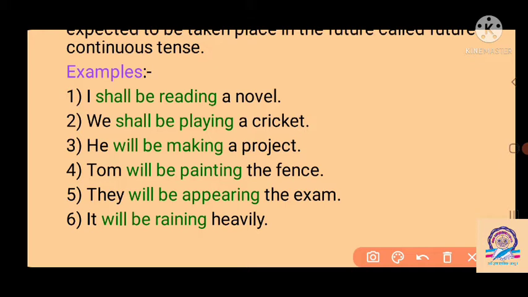So let me see the example here. And what do we have to use here? We have to use the helping verbs shall and will, and we have to use be and verb ing. In all the continuous tenses we have to add verb ing. So first, the example I is given here. With the subject I we have to use shall, then be, then verb ing: read changes into reading a novel. So our answer is I shall be reading a novel.